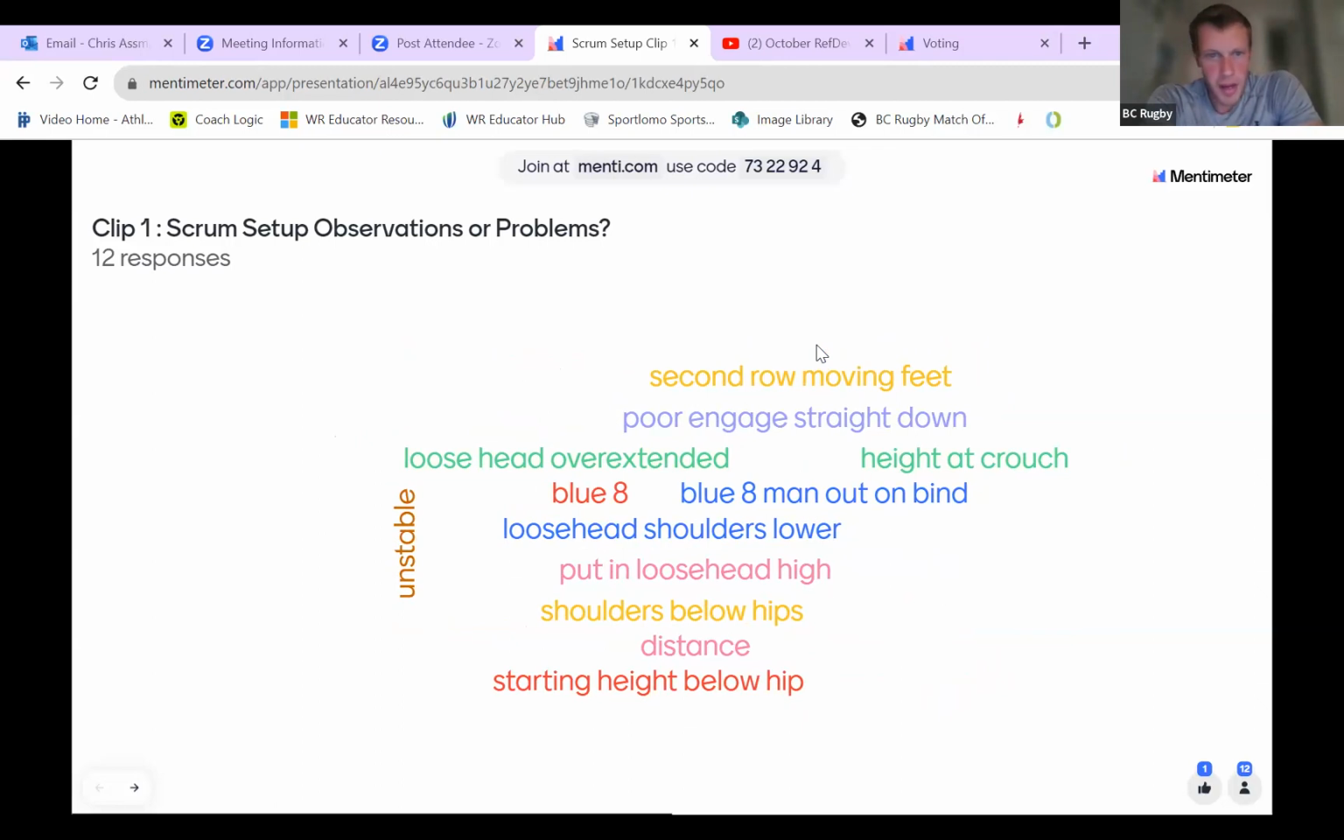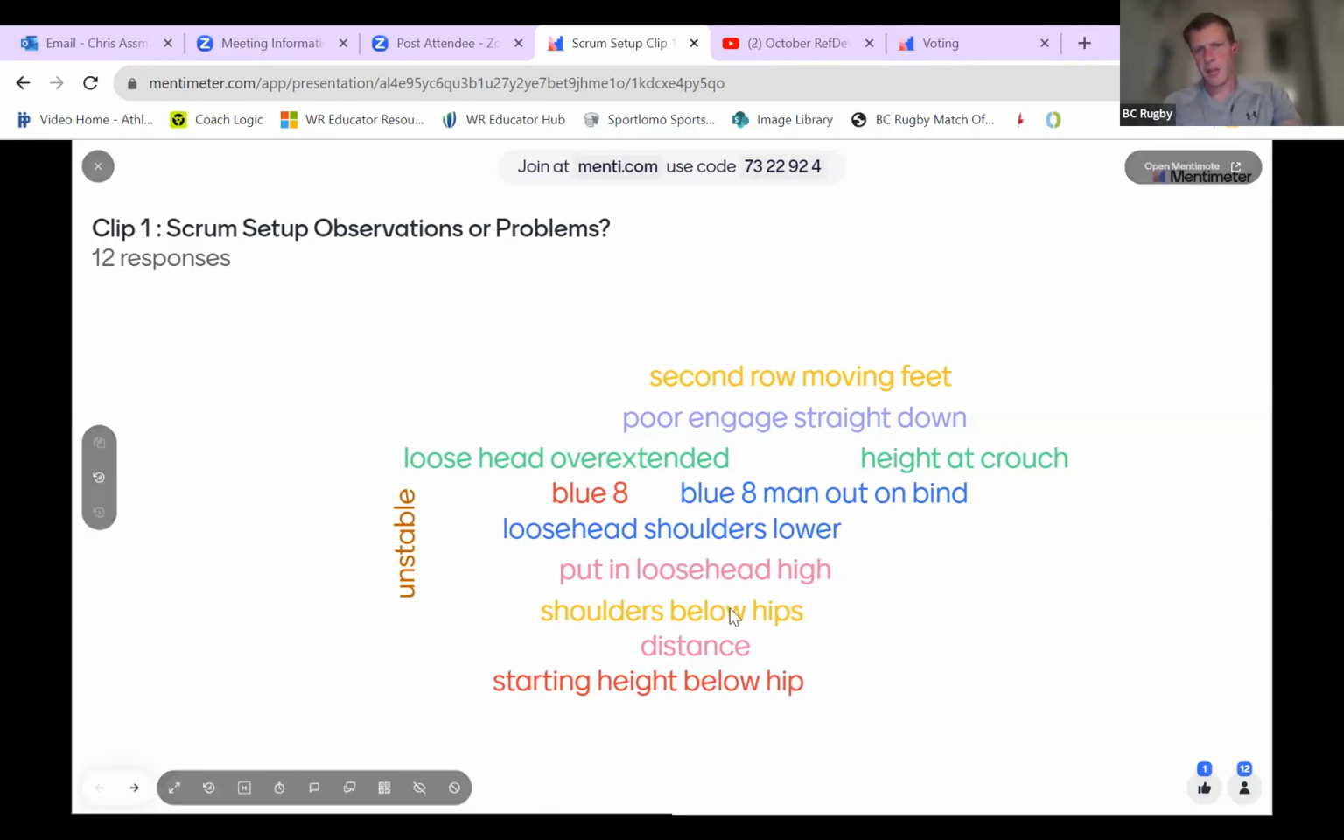So starting from the top, second row, moving feet, poor engage, loose head overextended, height, the blue 8, the number 8 out on the blind. That's a bugbear for some people. The back row is not being connected before we say crouch. The loose head, shoulders lower, the put-in loose high, shoulders below hips, distance. And then the word unstable.